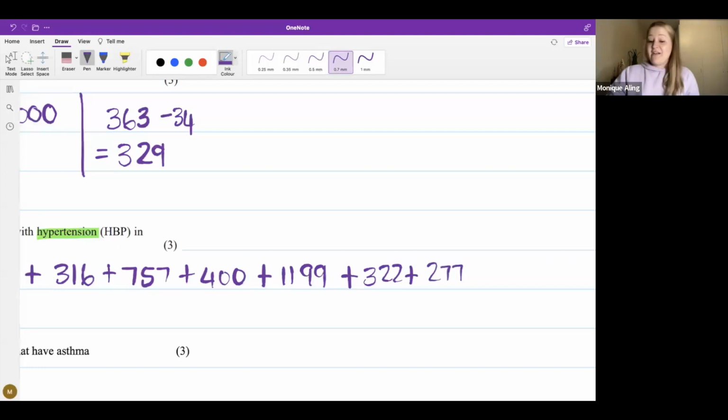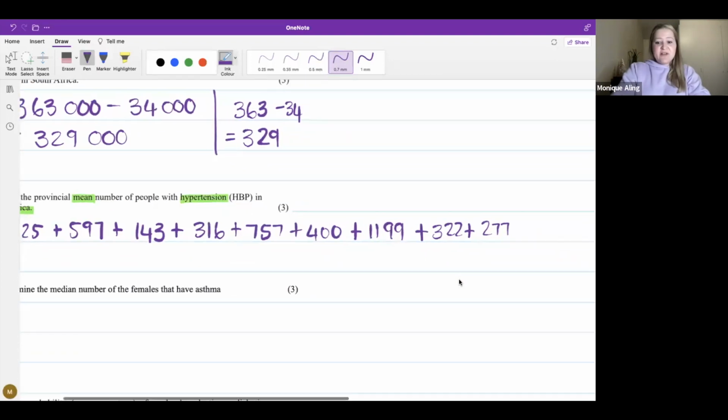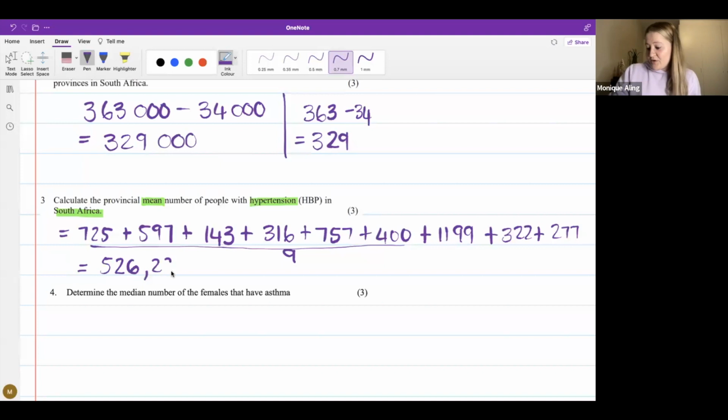Okay, so make sure that you have 9 numbers because there are 9 provinces, and you take all those numbers, you add them up, and you divide by 9, and you could get an answer of 526.22. If you added the zeros to show that it's thousands, your answer would have been 526,222. So that's if you add all the zeros into your calculation.